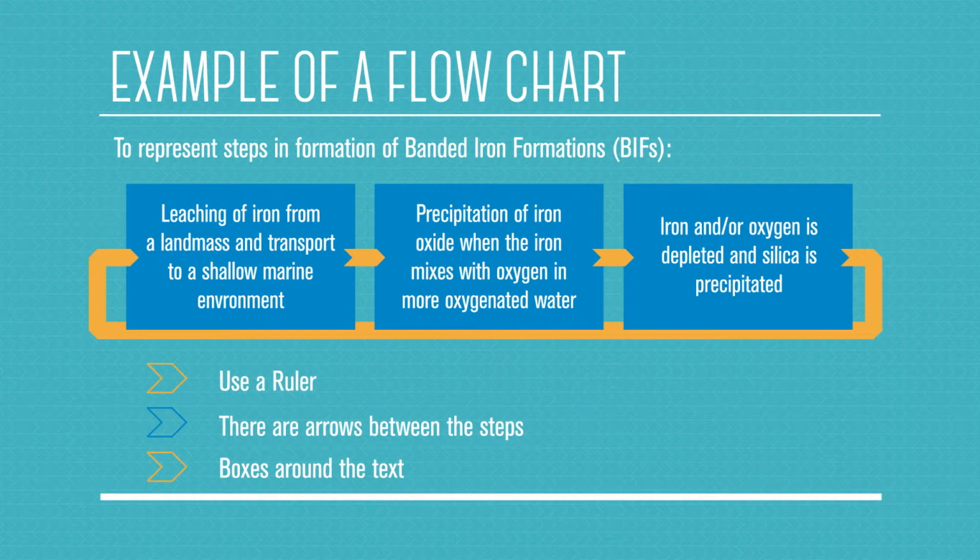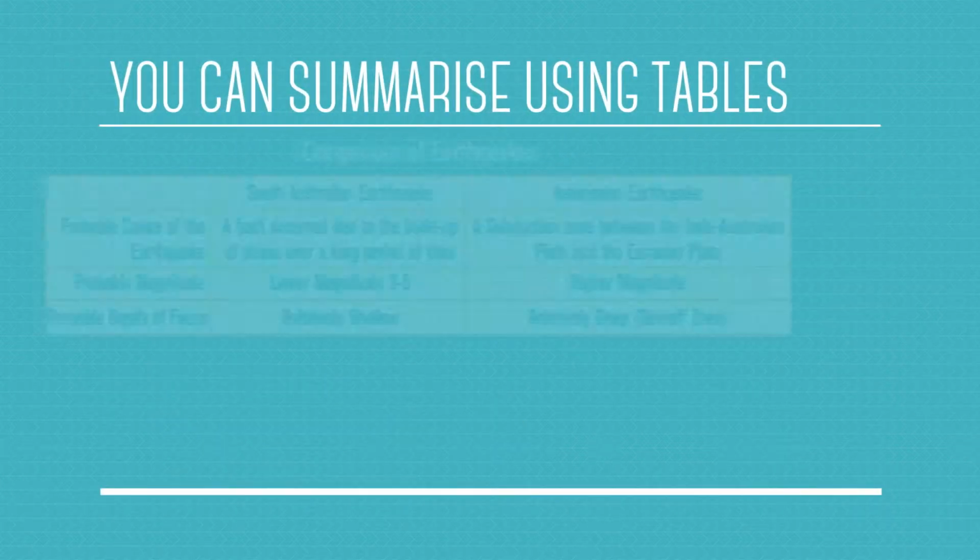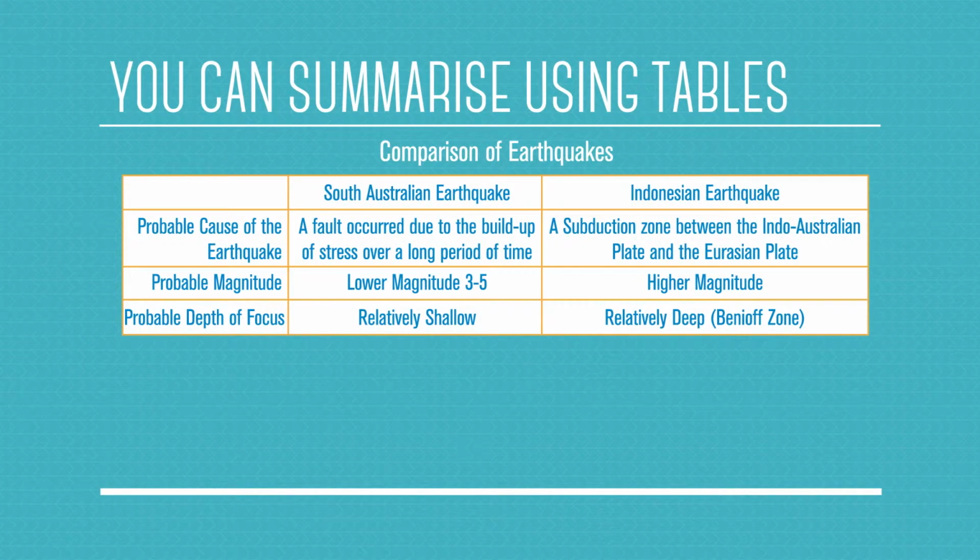This then moves on to the second step, where precipitation of iron oxide occurs when the iron mixes with oxygen in more oxygenated water. And then the third step of the flowchart shows that iron and/or oxygen is depleted and silica is precipitated. Here we have an example of a table.